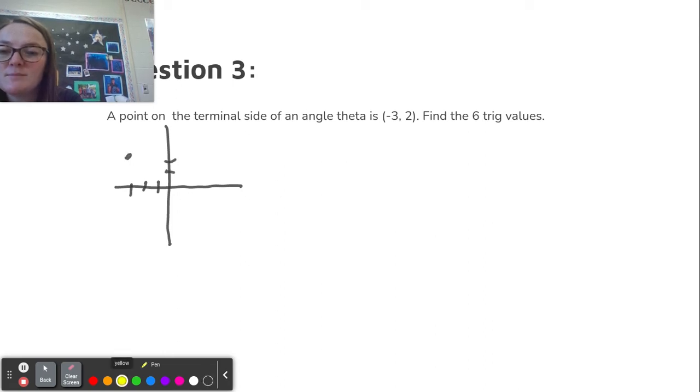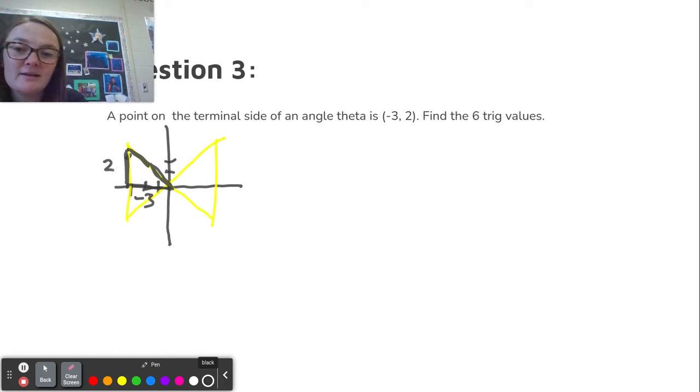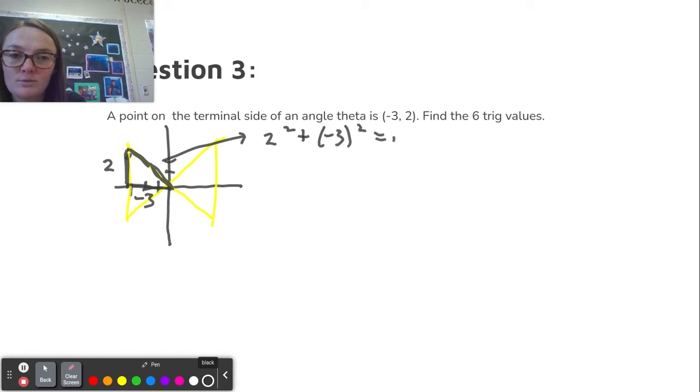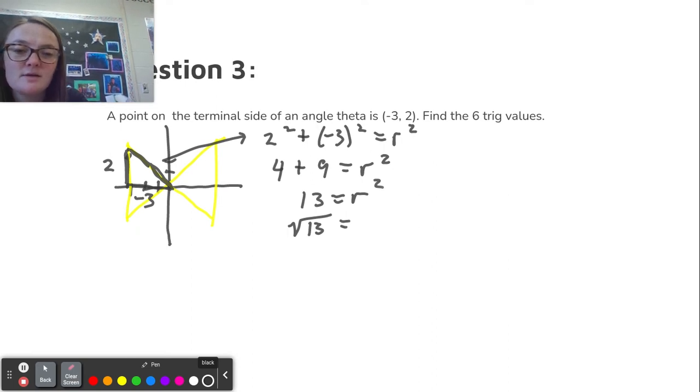If I create a bow tie shape, it's going to show me a triangle that I can make using this information. So the triangle that I want to make is going to be right here at negative 3, 2, which means that my adjacent side, or my x value, is going to be -3. My height is going to be +2, and I'm going to find r by using Pythagorean. So 2 squared plus -3 squared is equal to r squared. 4 plus 9 is equal to r squared. So 13 is equal to r squared, which means r equals the square root of 13. All right, so let's go ahead and put that on there.